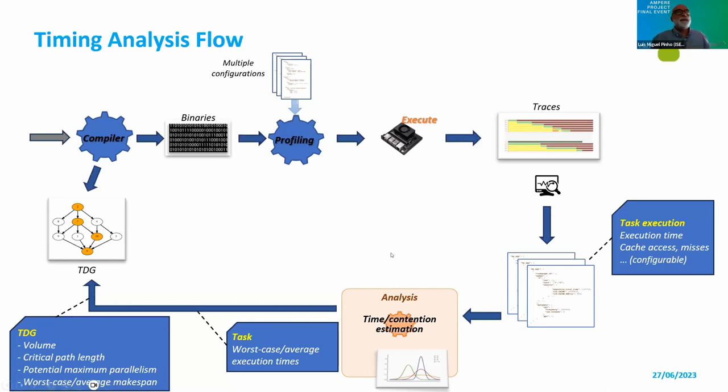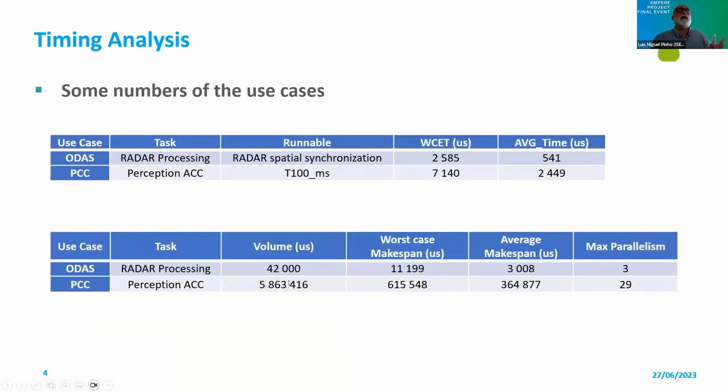So this is the flow that allows us to annotate back in the task dependency graph all of this information, which can be used for further processing. Just as a quick example, here is some of the information that we extracted from the execution of the code generated from the models of the use cases, where we can see values for two examples of tasks, one from the Otis and another from the PCC use case, and also the values for the full task dependency graphs of the radar processing task and the perception for ACC task in these use cases.